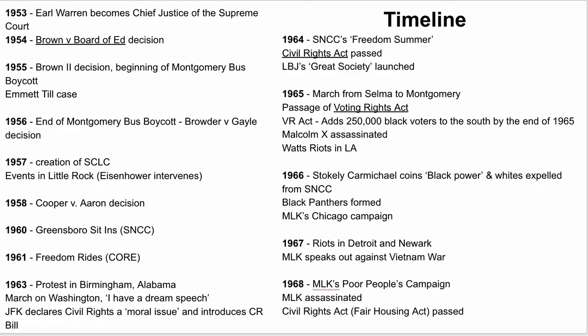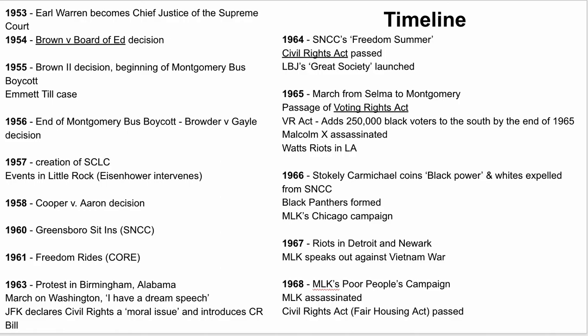56 is the end of the Montgomery bus boycott and the Browder versus Gayle decision, so a win for that economic boycott, that protest. In 57, we've got the creation of the SCLC, Southern Christian Leadership Conference, led by Martin Luther King, as well as events in Little Rock. Again, this government intervention really highlights the importance of federal government intervention to uphold Black American civil rights.